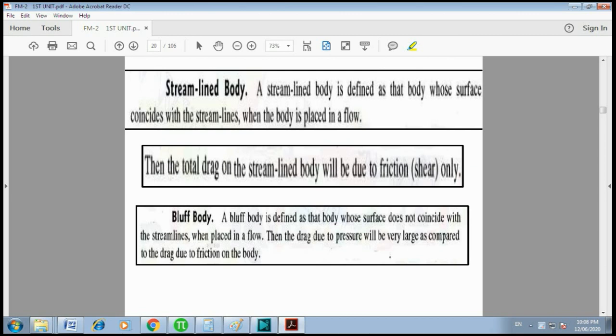One more point is there, that is streamline body and bluff body. A streamline body is defined as the body whose surface coincides with the streamlines when the body is placed in the flow. A bluff body is defined as the body whose surface does not coincide with the streamlines when it is placed in the flow. The drag due to pressure will be very large as compared to the drag due to friction of the body. For this I will show you one video.